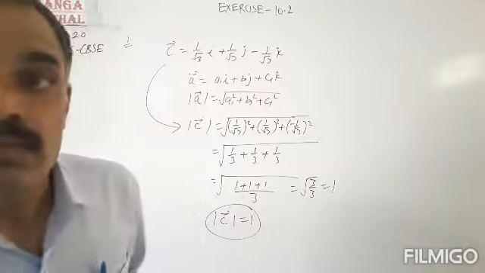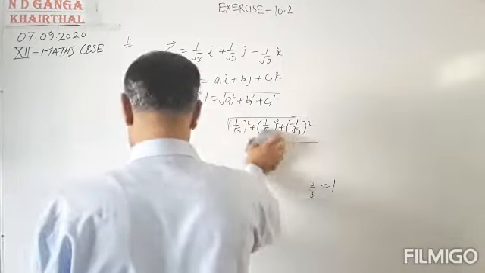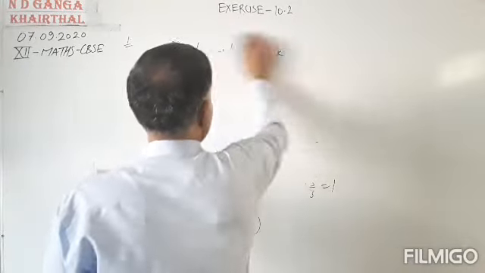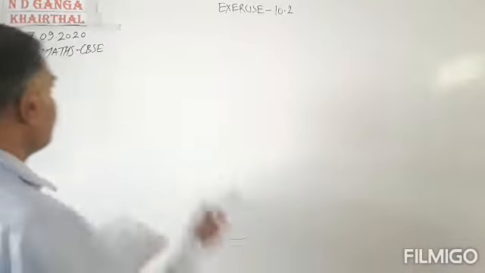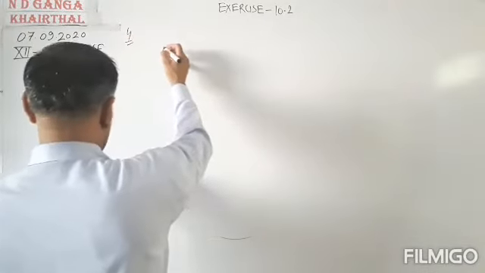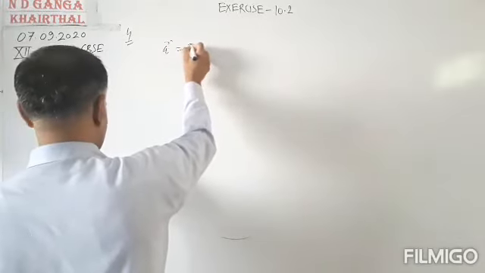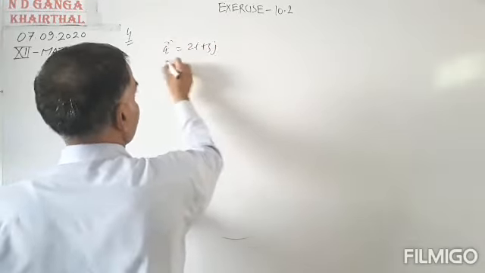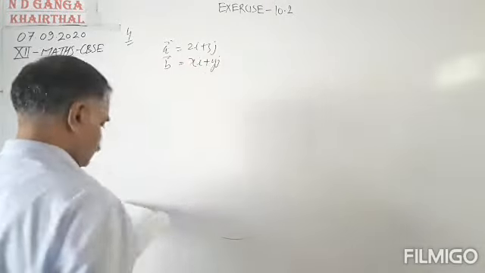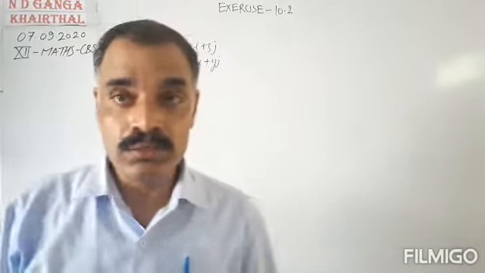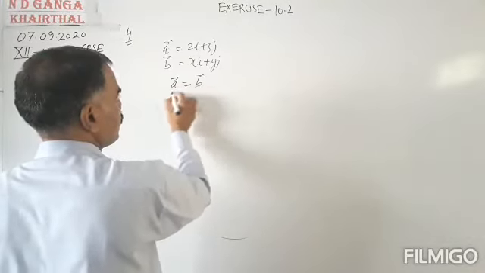Now let us take the next question. Question number 4. Find the values of x and y so that vectors a vector equals 2i cap plus 3j cap and b vector equals xi cap plus yj cap are equal vectors. These are two equal vectors. Okay, means a vector is equal to b vector.